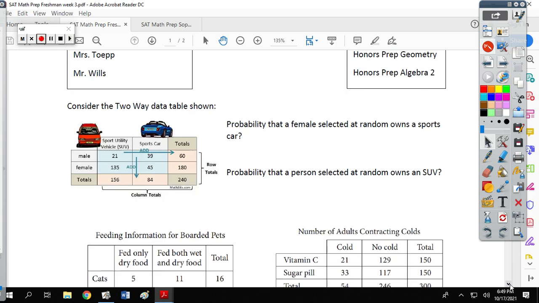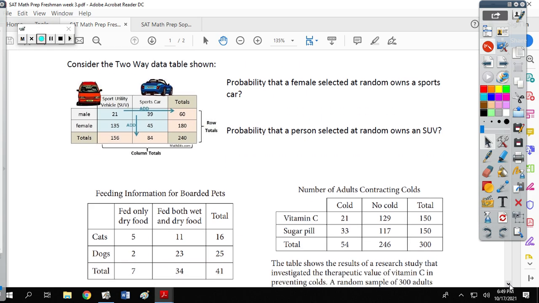All right, so when we talk about a two-way data table, we're talking about a data table that lists data in two different ways. In this case, our first example here shows a survey of 240 people who own either an SUV or a sports car, and they've reported both their gender and which type of car they own. So you'll notice that the rows indicate whether they are male or female, and the columns indicate whether they own an SUV or a sports car.